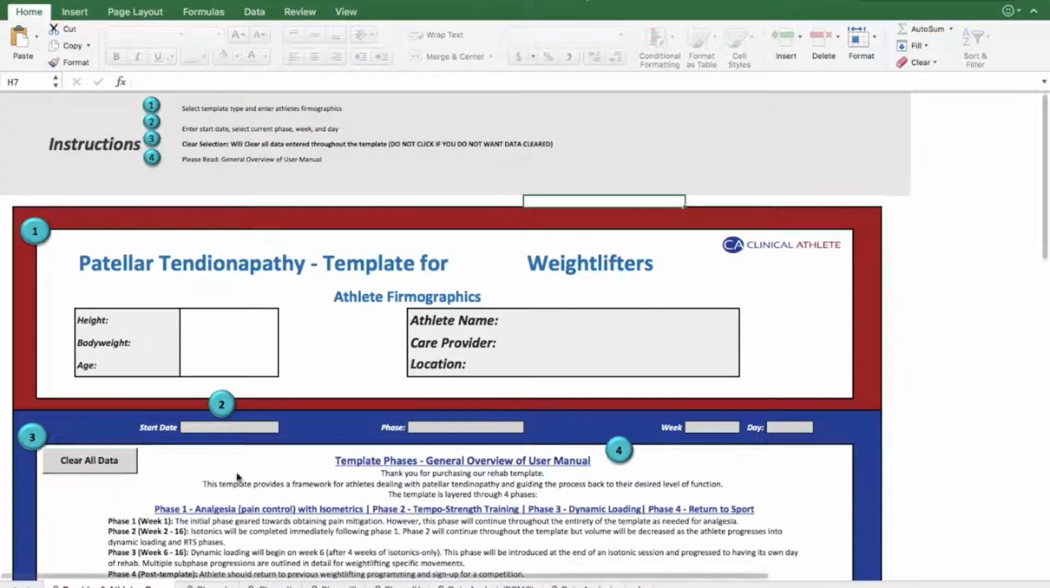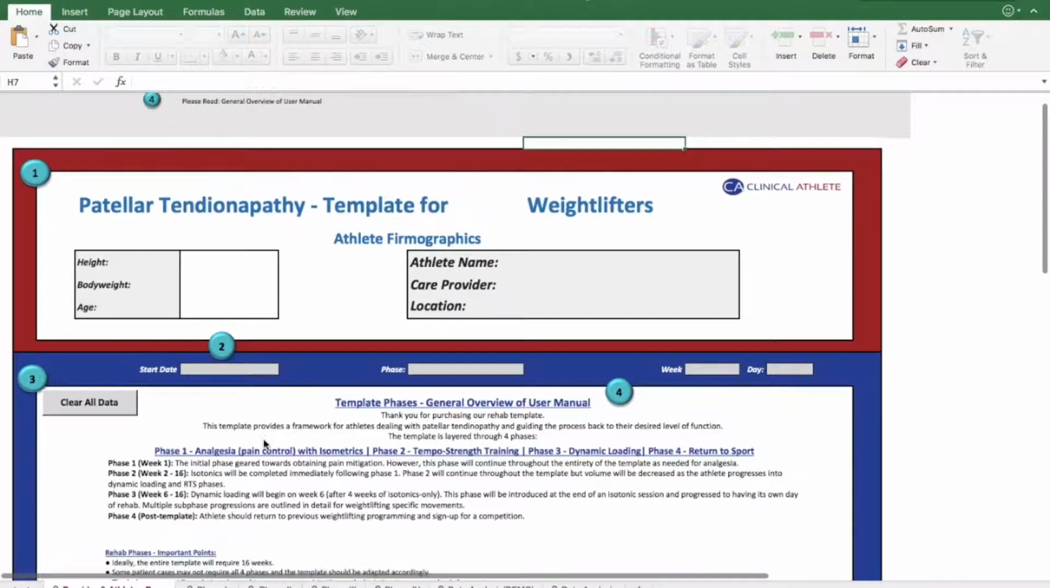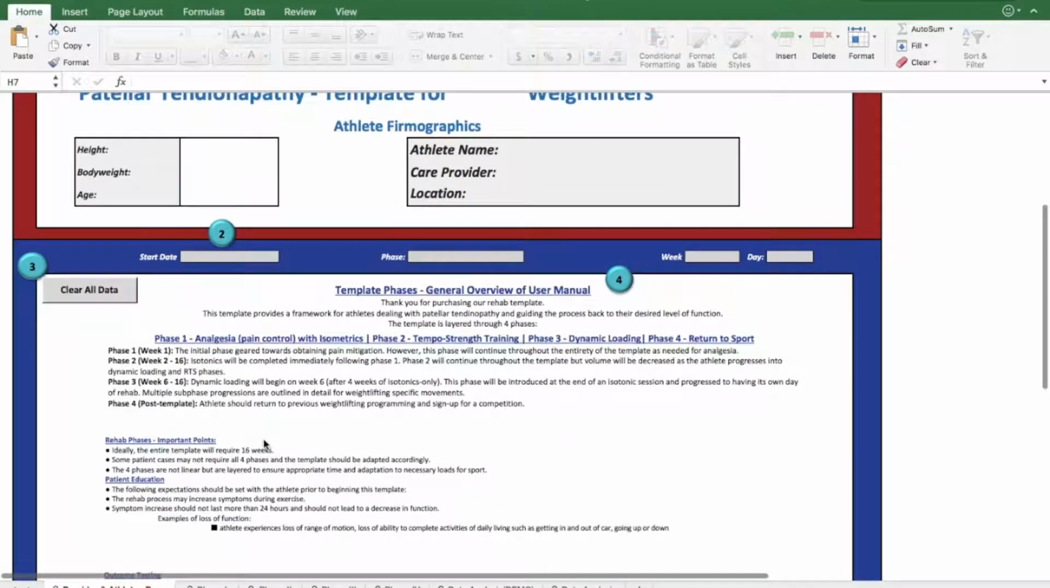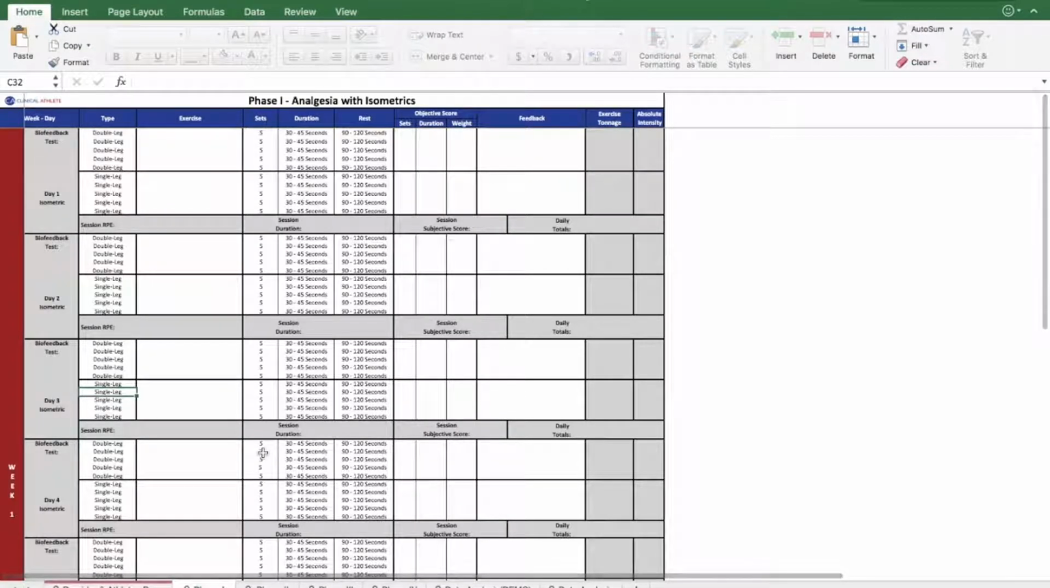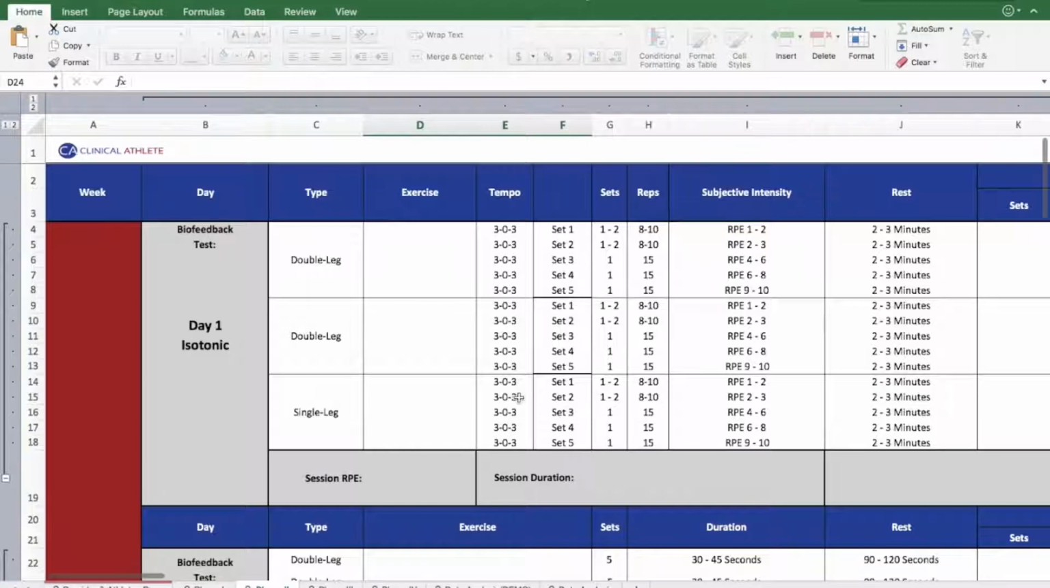Okay, so let's take a look at the templates now, and we can go over each of these metrics that we mentioned just a second ago. The first metric that we're going to be tracking each day is exercise tonnage. And just to reiterate, that's sets times reps times load.